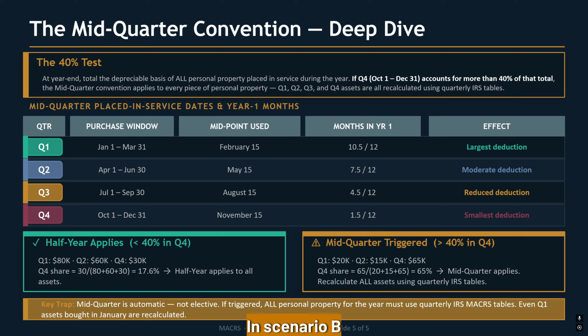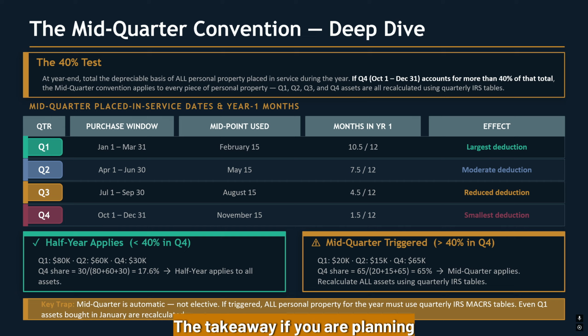In scenario B, you placed $20,000 in Q1, $50,000 in Q2, and $65,000 in Q4. The Q4 share is 65 divided by 135, that is about 48%. You have triggered mid-quarter. Now, you must recalculate every asset, including that January purchase, using IRS quarterly MACRS tables. And that Q4 purchase only gets 1.5 months of depreciation in year 1 instead of 6 months.